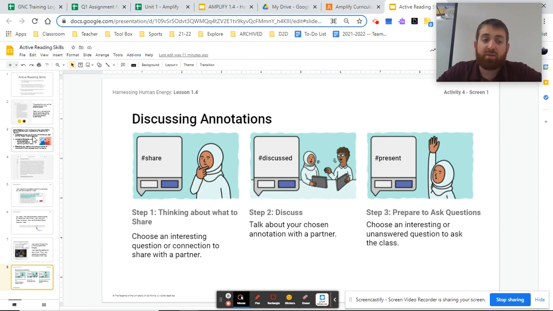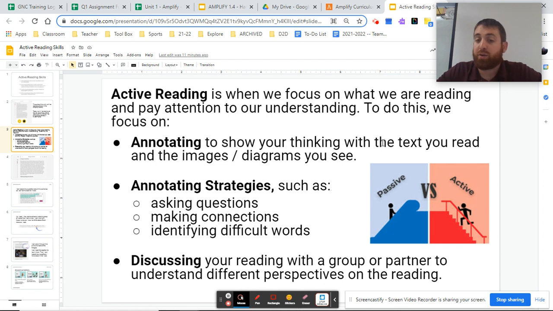So, active reading means annotating your thinking with the text that you're reading and the images you see, asking questions, making connections, identifying difficult words, and then discussing what you read. These are the active reading skills we're going to be using as we jump into our very first activity. If you have questions about them, please reach out. Otherwise, good luck using these skills.